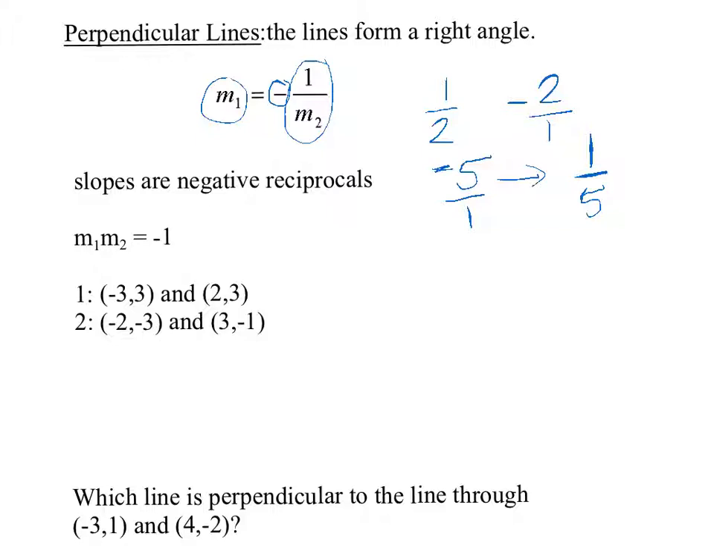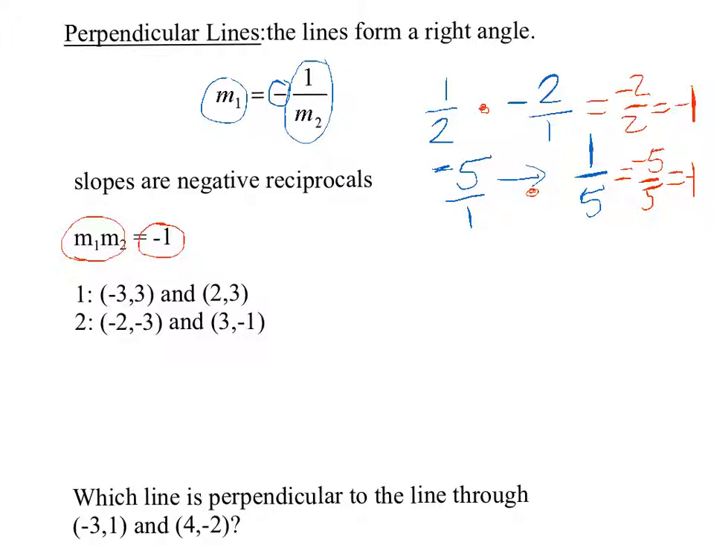Now if you look at both of these, if I were to multiply them together, 1/2 times negative 2 over 1, I get negative 2 over 2, which is negative 1. If I take negative 5 over 1 times 1 over 5, I would get negative 5 over 5, which is negative 1. So the idea is, if you were to multiply the two slopes, you should get negative 1 every single time, because the reciprocals are going to cancel out. One's positive, one's negative, so you get negative.